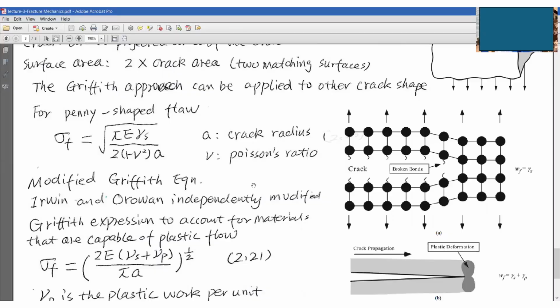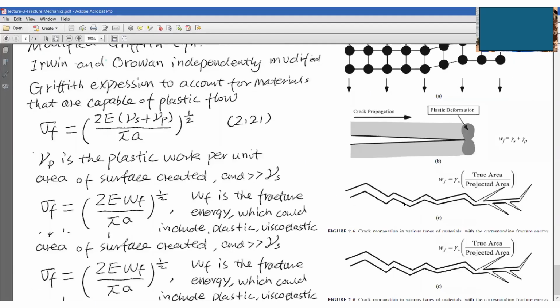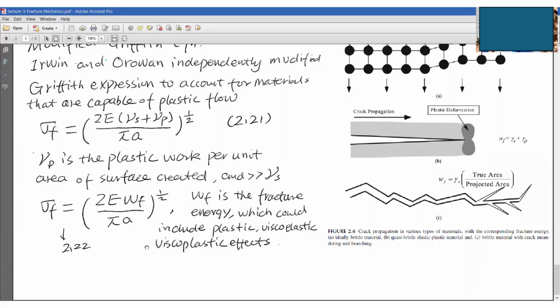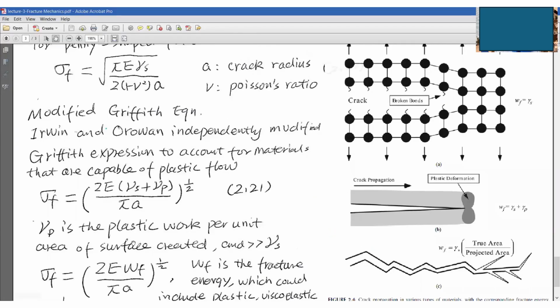So we have three case scenarios, right? One is the brittle material, the elastic state only. The second one is where we have elastic deformation and also plastic deformation. And the third one, we have the crack medium and branching. For these three cases, we use one equation to accommodate all three and to calculate the failure strength for this material. I want you to know what these three case scenarios are.